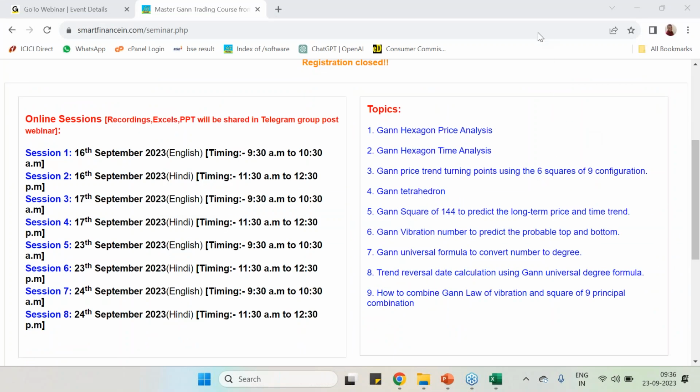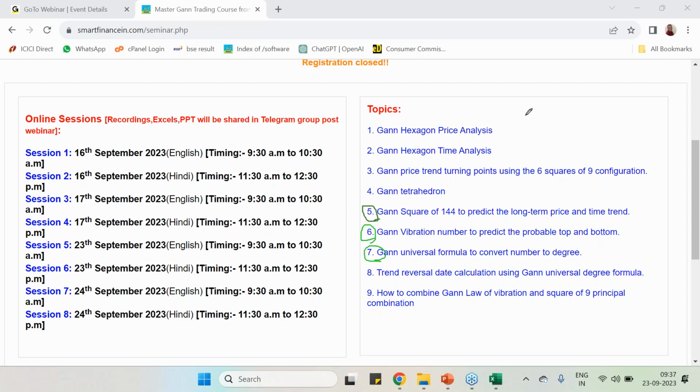With the Gann square of 144, you can predict the long-term price trend and time trend, and you can use it in multiple ways. I will just put a foundation. You will also learn the Gann vibration number, the universal formula for converting numbers to degrees, because you have already understood numbers to degrees through the Gann's square of 9 formula and Gann's hexagon formula.